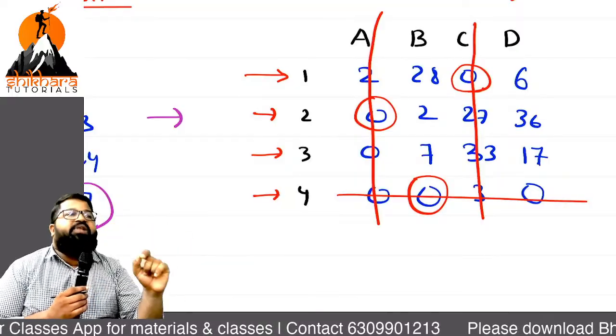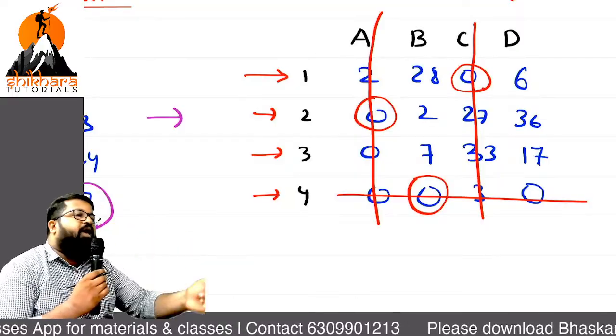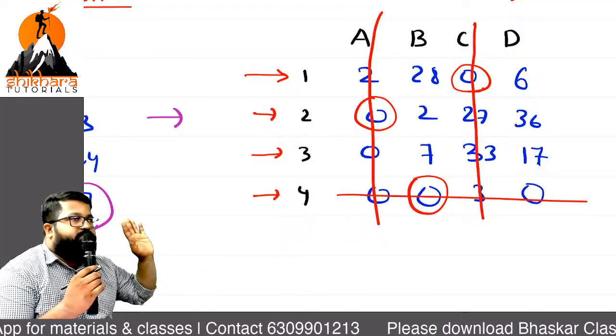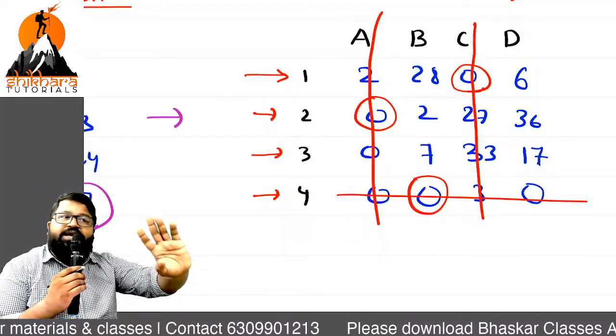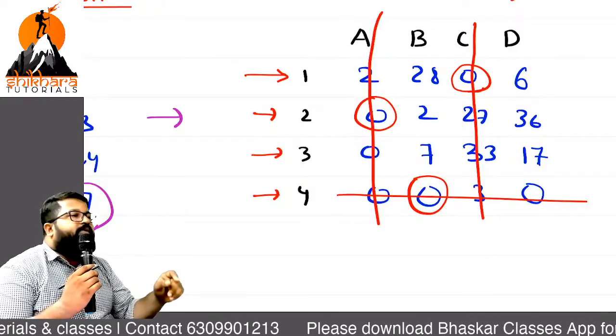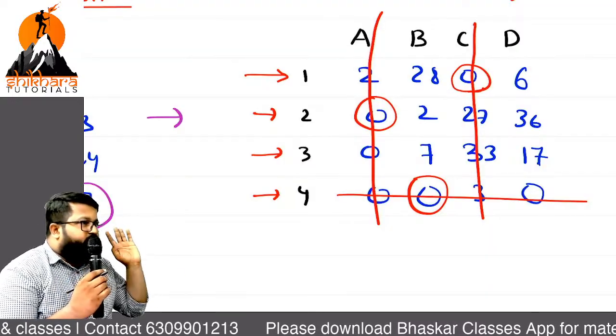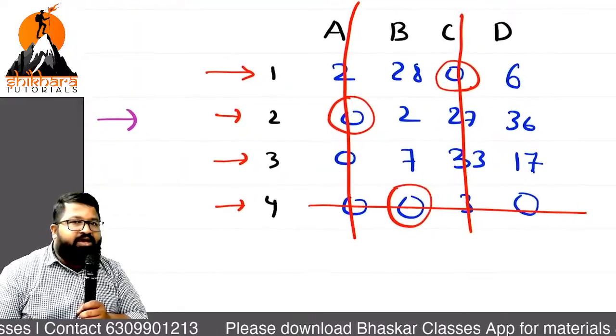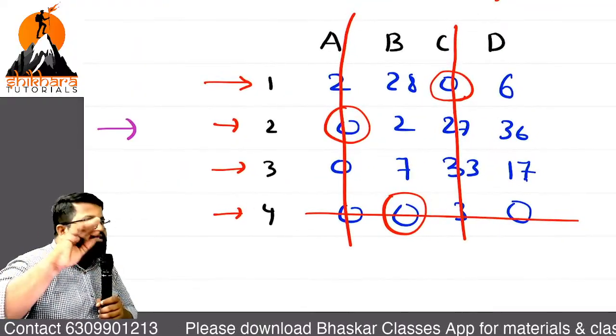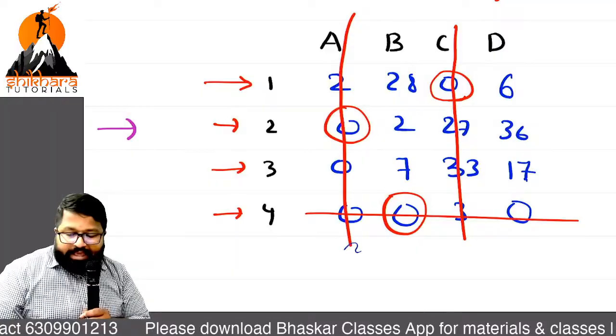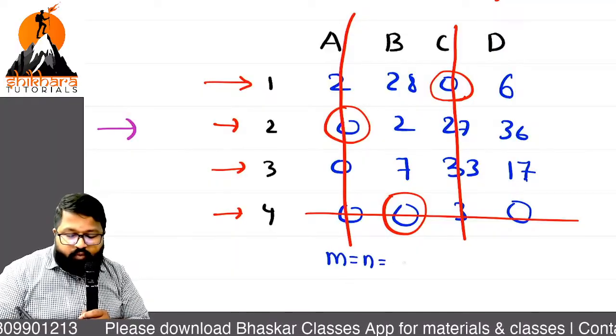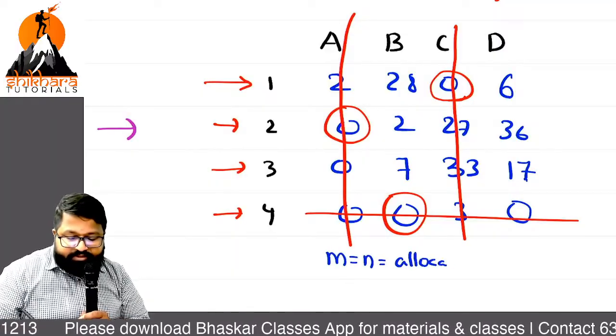So this process will repeat continuously until all the zeros are covered by the lines. That is our main target. We are looking for single zeros. Now whether we reached the optimal solution or not, there is a checking process. What is the checking process? M equal to N equal to the number of allocations.